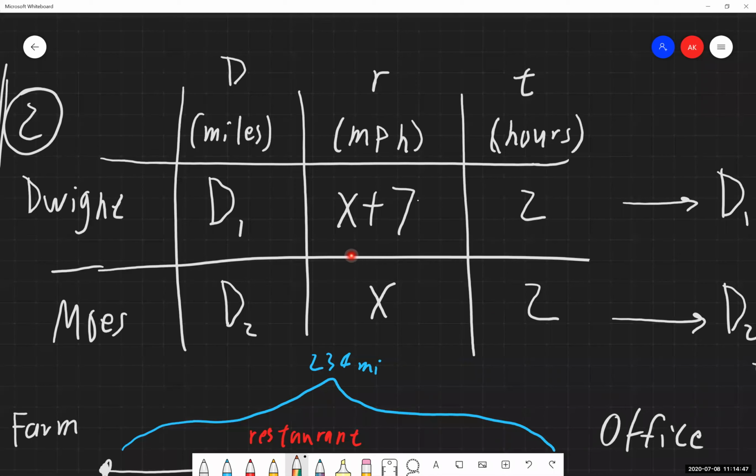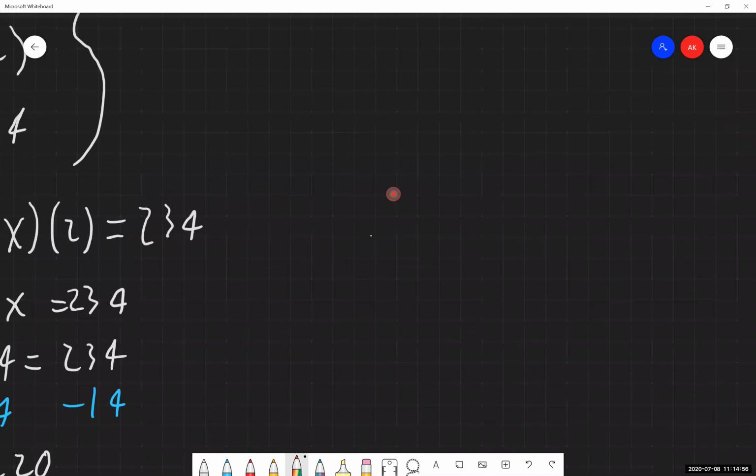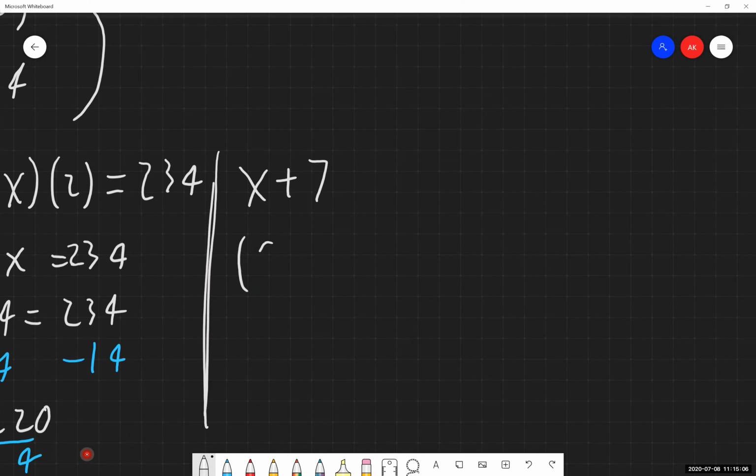So I just need to plug in that value that I just found for x in this equation, and then I can get my answer. Or both of my answers, I should say. So Dwight's speed was illustrated as x plus 7. We know x to be 55.